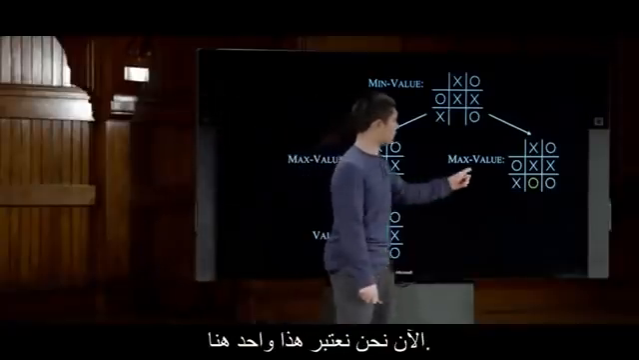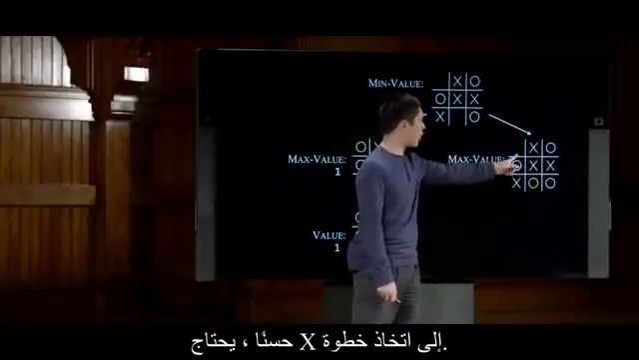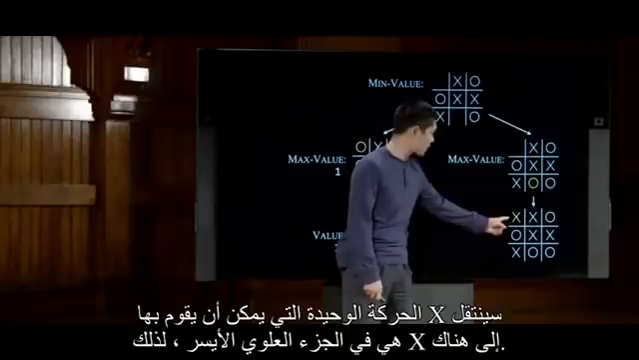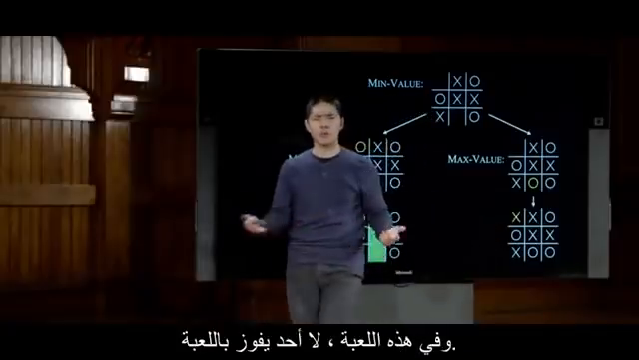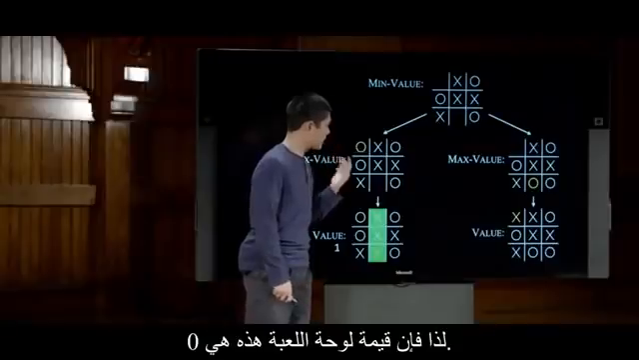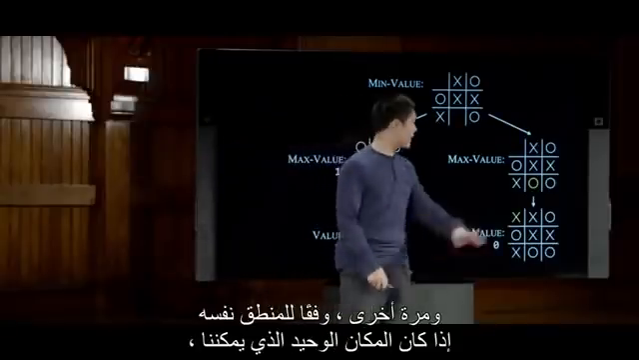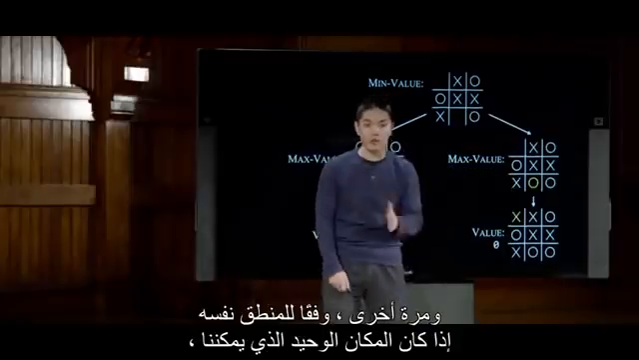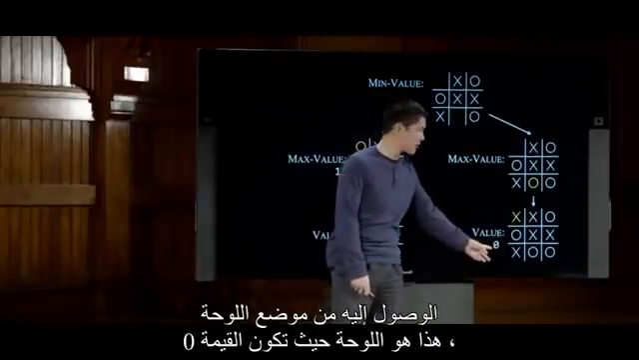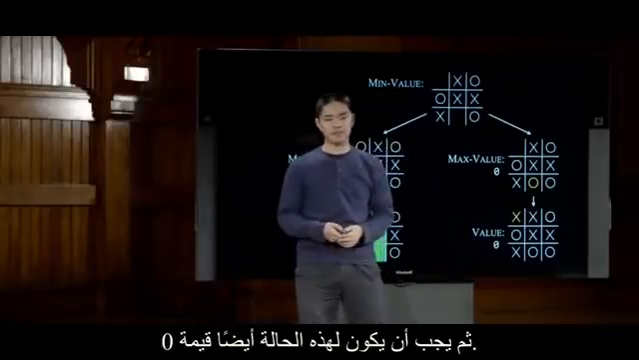Now we consider this one over here. What's going to happen now? Well, X needs to make a move. The only move X can make is in the upper left, so X will go there. And in this game, no one wins the game. Nobody has 3 in a row, so the value of that game board is 0. Nobody's won. And so again, by the same logic, if from this board position, the only place we can get to is a board where the value is 0, then this state must also have a value of 0.